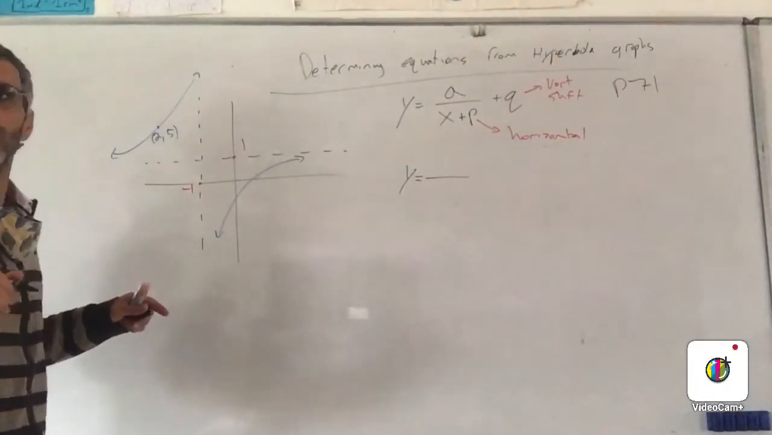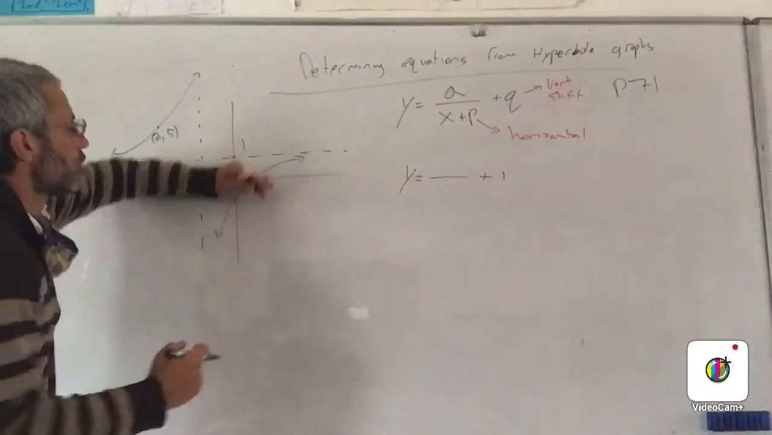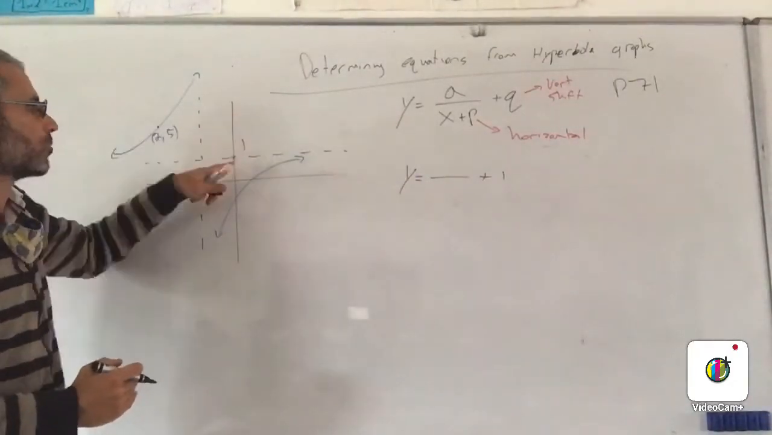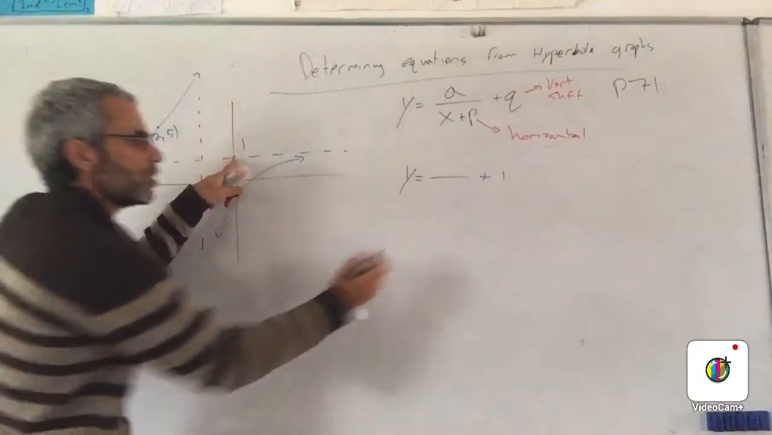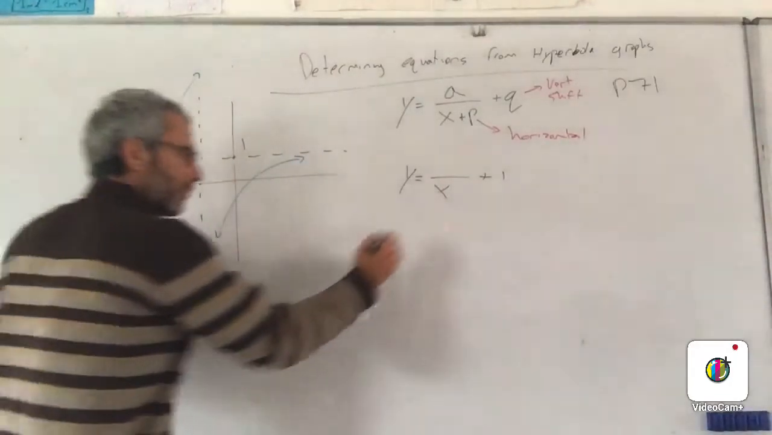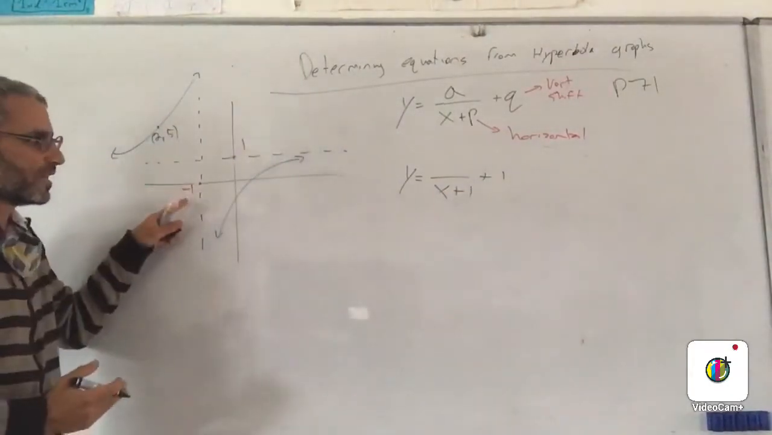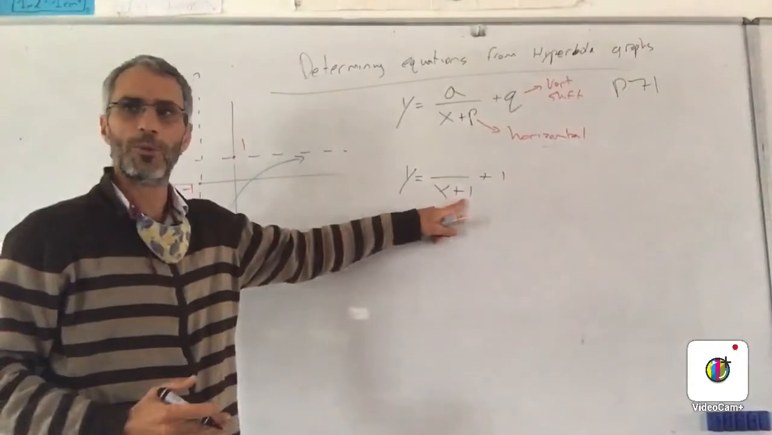Q is the easy one. What is Q? It's plus 1. You can see that this horizontal asymptote moved by 1. So Q is 1. What is P? Plus 1. P is plus 1 because the vertical asymptote moved 1 to the left, meaning P is going to be positive.